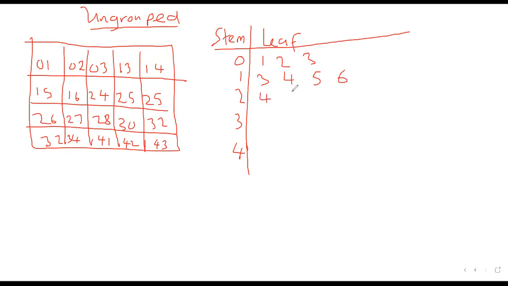In the 20s series: 24, 25, 25, 26, 27, and 28. Then we go to the 30s. We have 30, then 32, 32, and 34. Then we go to the 40s. We have 41, 42, 42, and 43.